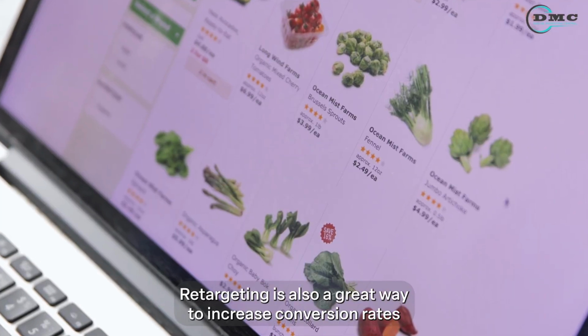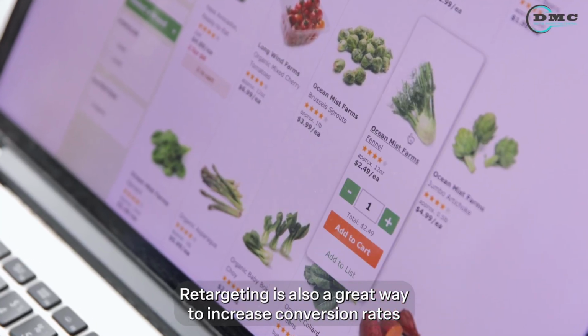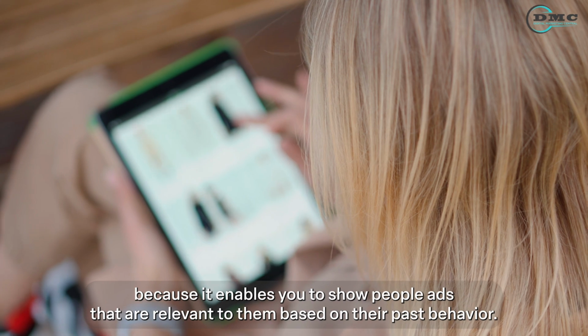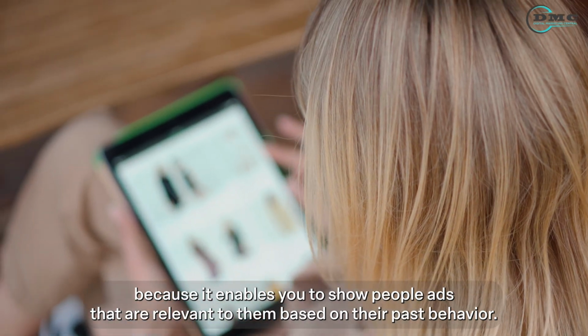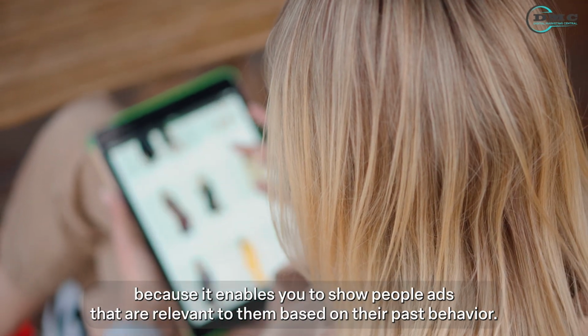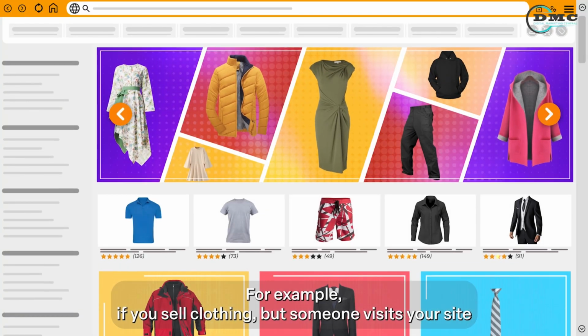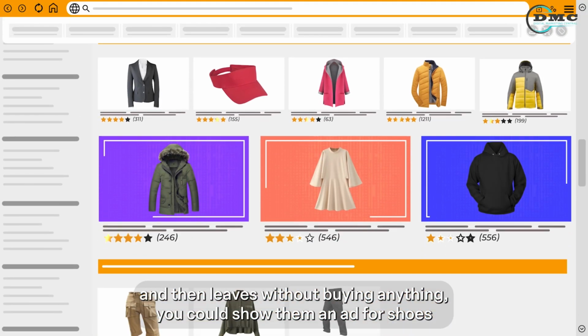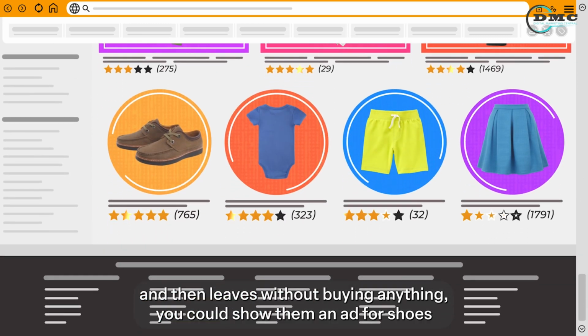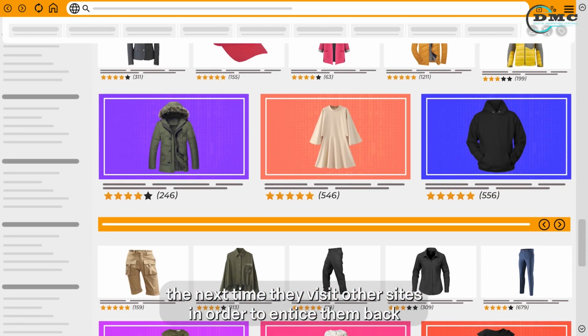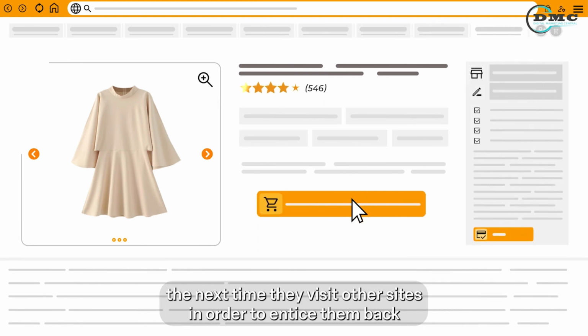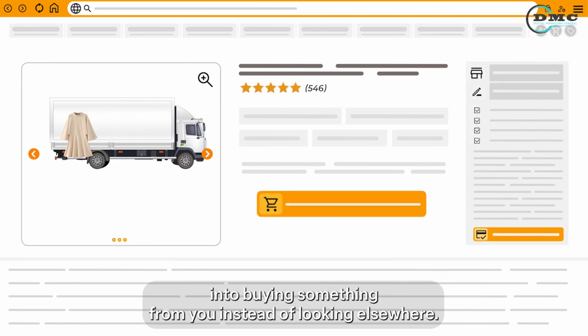Retargeting is also a great way to increase conversion rates because it enables you to show people ads that are relevant to them based on their past behavior. For example, if you sell clothing, but someone visits your site and then leaves without buying anything, you could show them an ad for shoes the next time they visit other sites in order to entice them back into buying something from you instead of looking elsewhere.